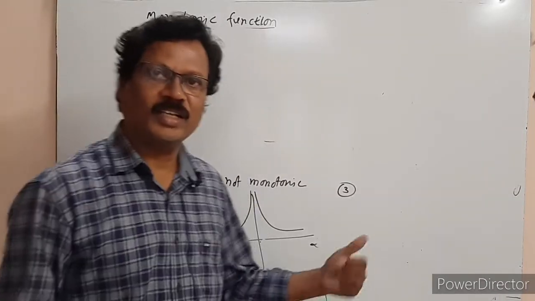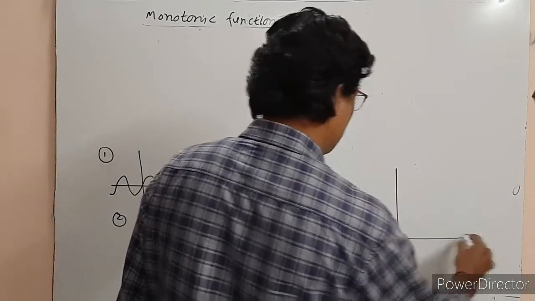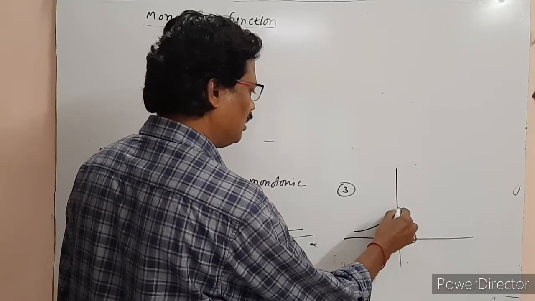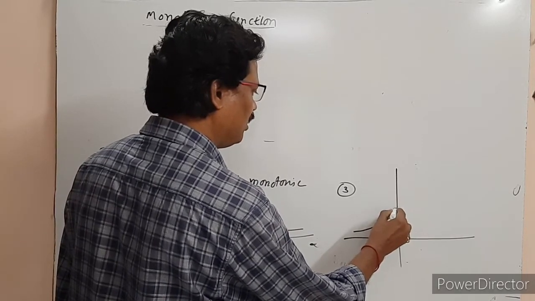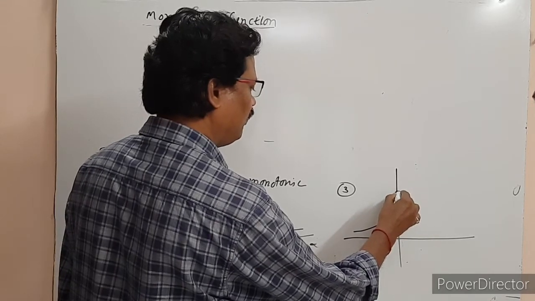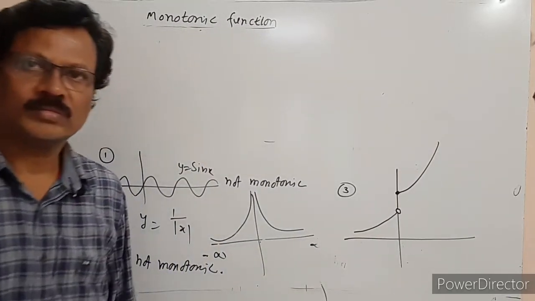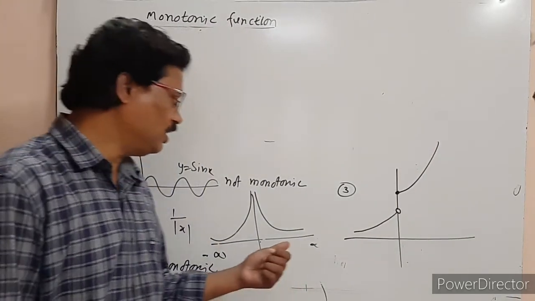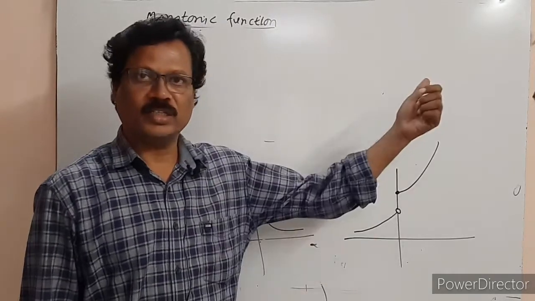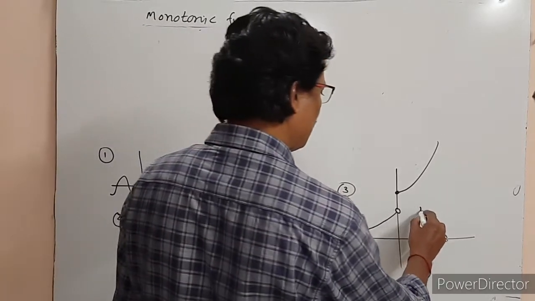Now let us see another graph. They have given the function like this. Here this graph is going upward, here it is empty, and started here the graph is going like this. Now whether this is strictly increasing or not? Yes, it is strictly increasing. Therefore this is monotonic. This function is monotonic.